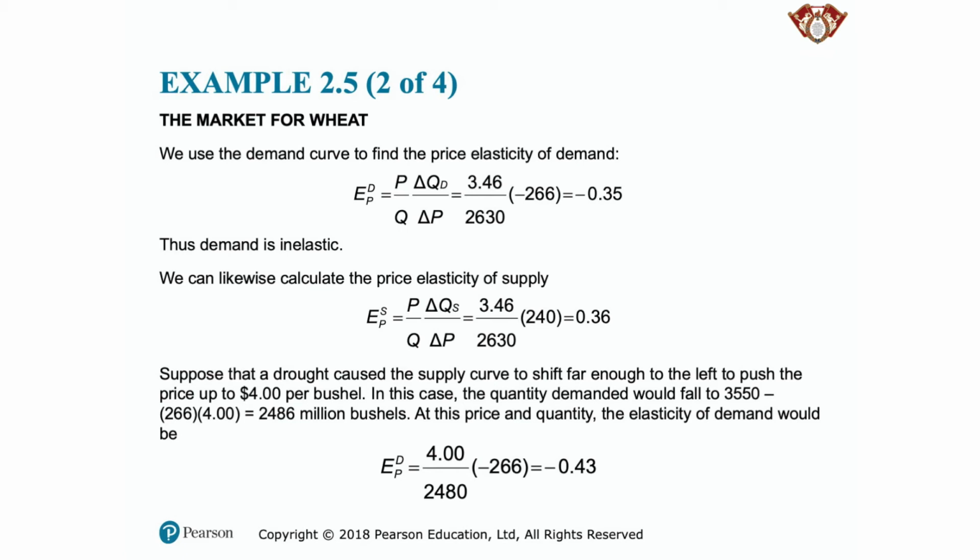Also, we can calculate price elasticity of supply at that equilibrium point. Same thing. Equilibrium price, same as this one. Equilibrium quantity, same as this one. But the slope is different: 240. Why 240? Now look at this.